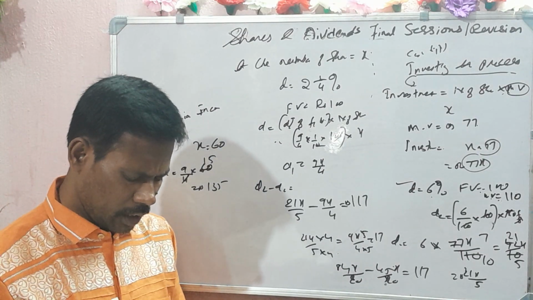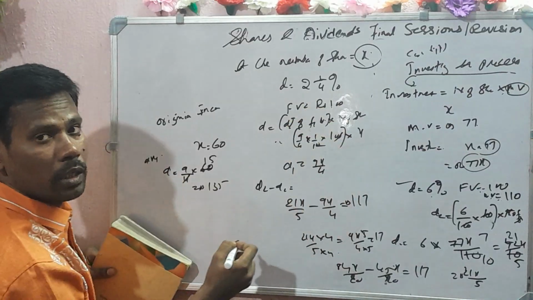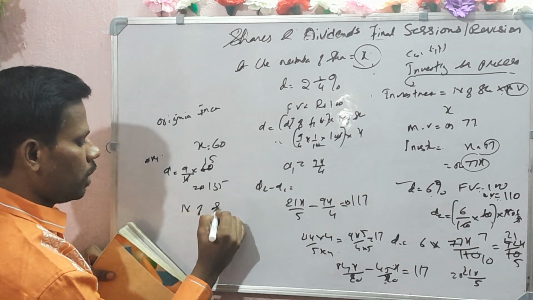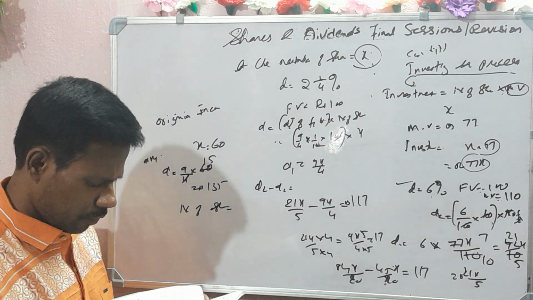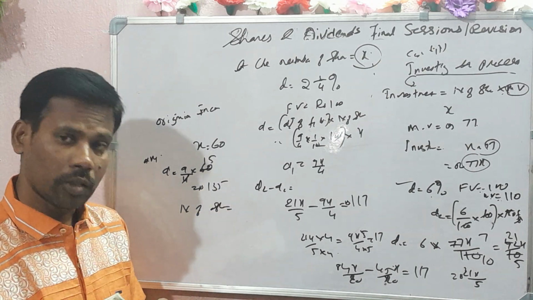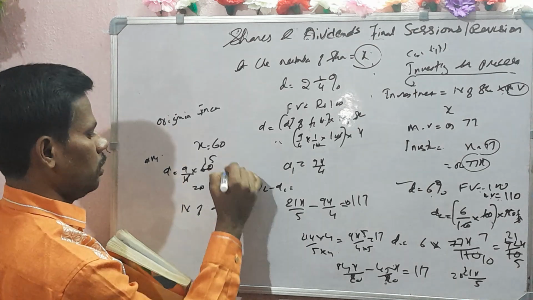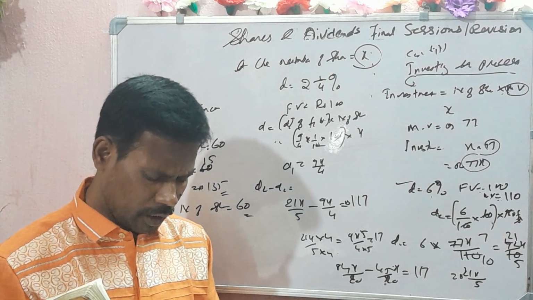How many shares did he sell? Number of shares we took, no? Let the number of shares be X. Number of shares he sold is equal to 60. Next, third one. How many shares did he buy?